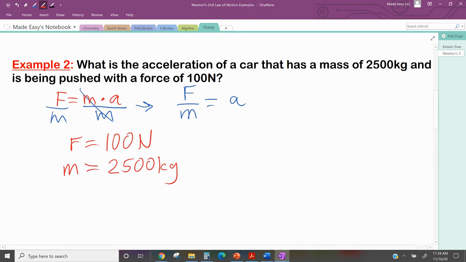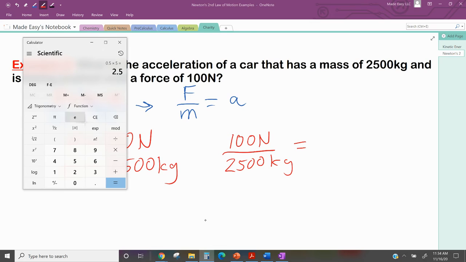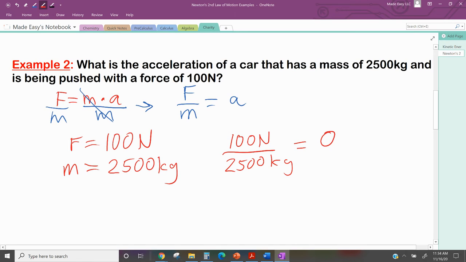All right, so now we're just going to plug and chug. Well, we're going to put 100 in for our F. All right, we're going to put 2,500 for our mass. And our acceleration is going to be 100 divided by 2,500. Okay, this isn't going to be going very fast. So we have 0.04 meters per second squared.